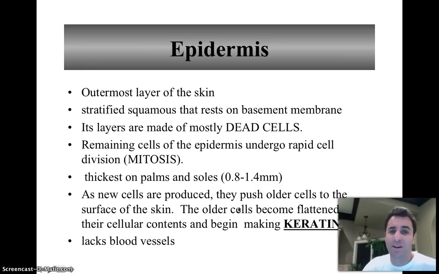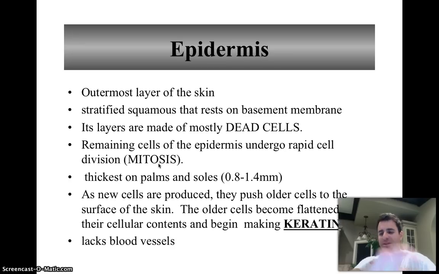The epidermis is the outermost layer. It is stratified squamous epithelium, which you know, and it's largely dead cells. As they die, they become keratinized. And these remaining cells of the epidermis will actually, those that aren't dead, do mitosis really fast all the time. And this is because these cells that die are constantly needing to be replaced over and over and over.